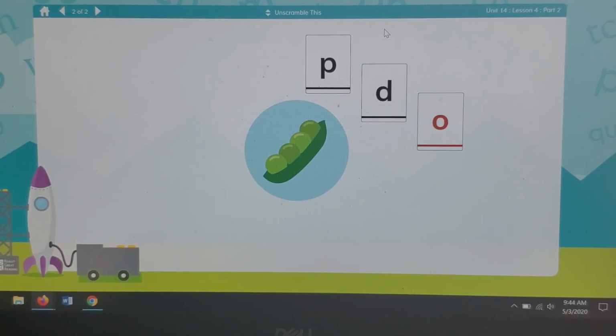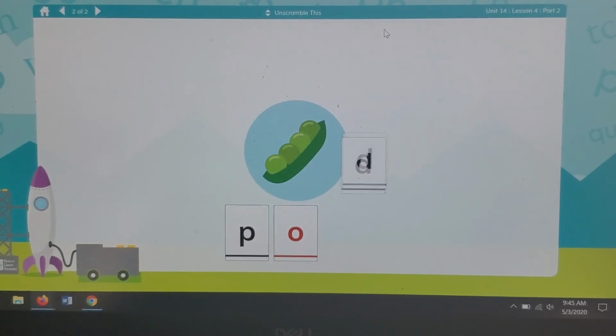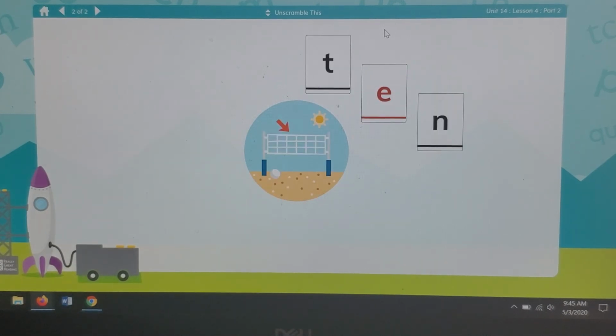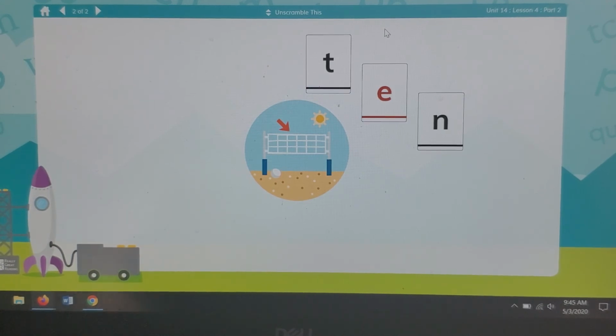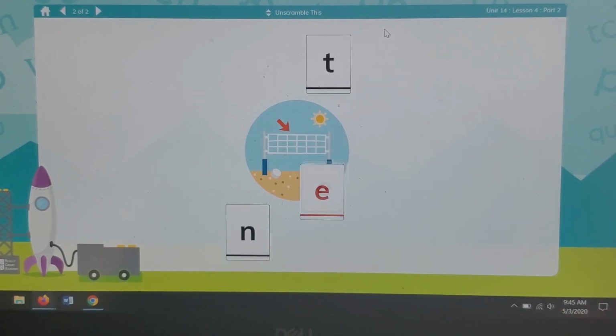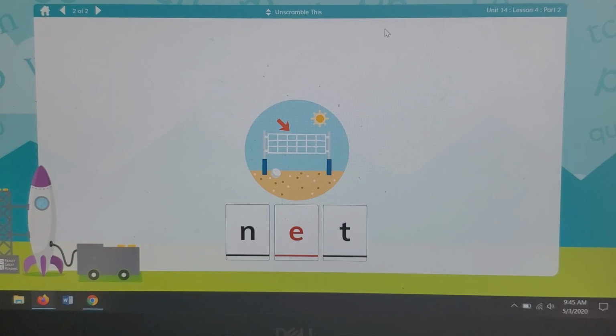Next we have pod. Those are peas in the pod. So remember that dark green underneath that those peas are sitting in? That's the pod. Let's say the sounds as they fall down, please. P, o, d, pod. Our next word is net. Remember, with this picture, since we see the arrow, we got to be a picture detective. And in that picture, we see the arrow pointing to the net. Let's say the sounds, please. N, e, t, net.